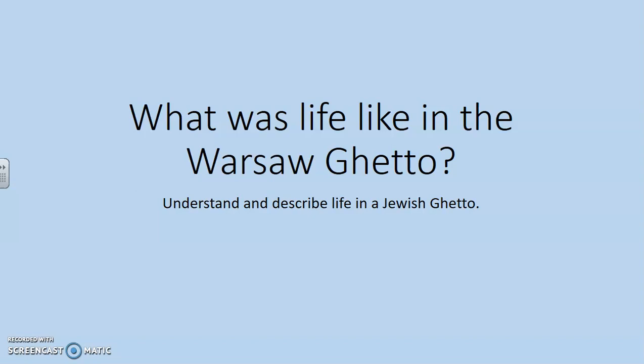Today's lesson is called What Was Life Like in the Warsaw Ghetto? In the lesson we're going to continue our look at the Holocaust, and we're going to try to understand and describe life in a Jewish ghetto during World War II, and think about how the ghetto system within Nazi-occupied Europe was set up as a precursor to the Holocaust itself and the mass murder and genocide of Jewish people in Europe.